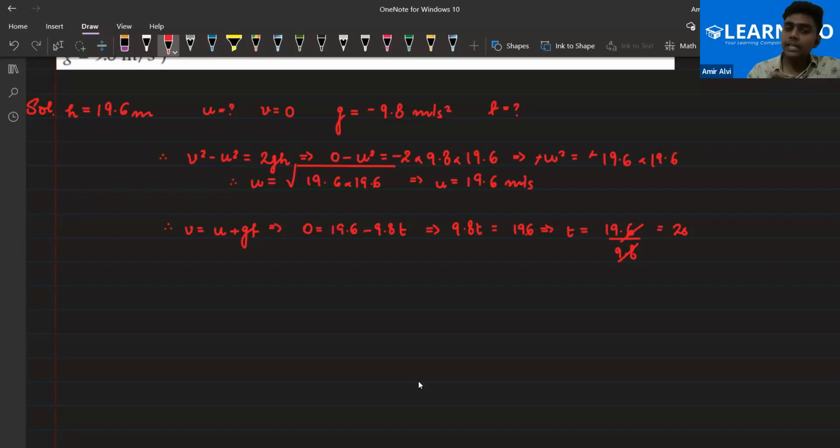Only the distance or displacement is replaced by the height. Acceleration is replaced by the acceleration due to gravity. Everything is the same. Calculations, equations, all the things are the same. So that's why revision is important. That's why I asked that please do the revision for the equations of motion topic before coming to the next class.